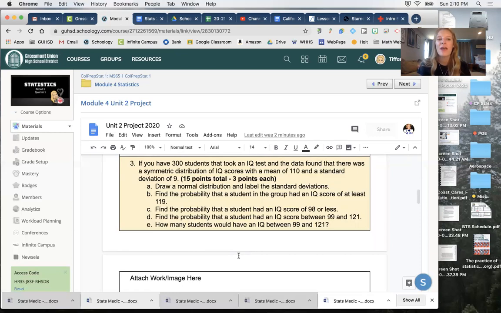After that, you are going to calculate the probability for a group that gets at least 119, and one that has an IQ score of 98 or less. So you're calculating the areas. You're going to have to do z-scores for the next 4, and then look up the areas here.